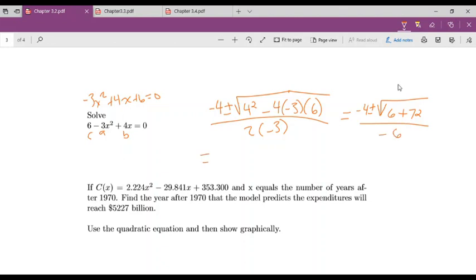Still got some simplifying to do. We get negative 4 plus or minus the square root. Okay, 16 plus 72 should wind up giving you 88, over negative 6. I believe that's right. 12 minus 32. Yep.